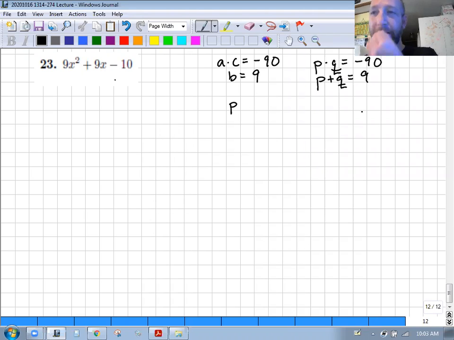So let's see, for -90, what if we did P to be 10 and Q to be a negative... that won't work. Hold on. We need to multiply to get... no, that won't work. All right, that gives us -90, but they're adding to give us a 1 instead of a 9.